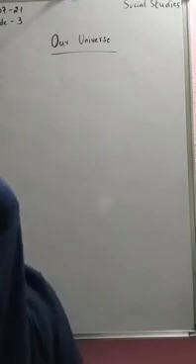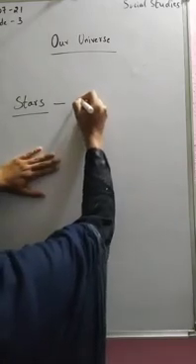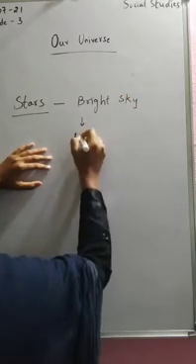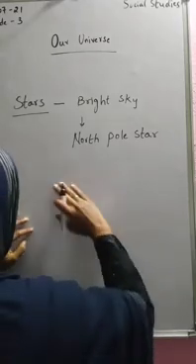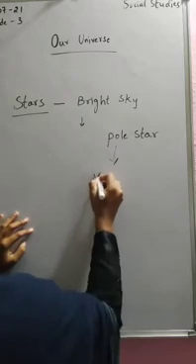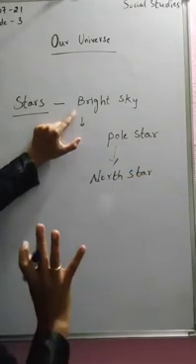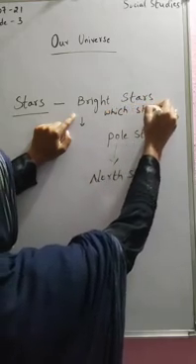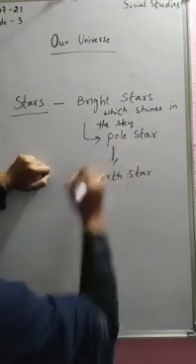Next, coming to the stars. Stars, as I said before, seem to be very tiny, and one of the stars keeps on shining. It is called the brightest star. The bright star is the North Pole star. It is also called the pole star or North Star. The bright star which shines in the sky during the night is called the pole star, also called the North Star.